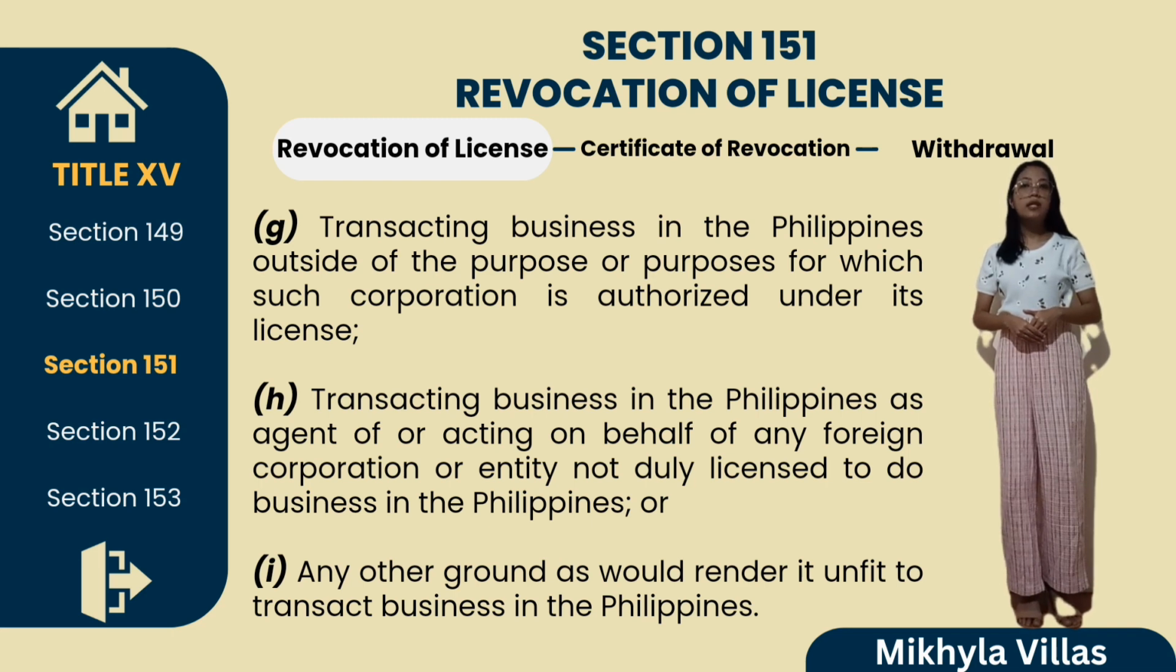Eighth, transacting business on behalf of unlicensed foreign corporation. If the foreign corporation transacts business in the Philippines as an agent or acting on behalf of any foreign corporation or entity not duly licensed to do business in the Philippines, its license may be revoked or suspended. Ninth and last, any other ground rendering it unfit. The license may be revoked or suspended on any other ground that would render the foreign corporation unfit to transact business in the Philippines.